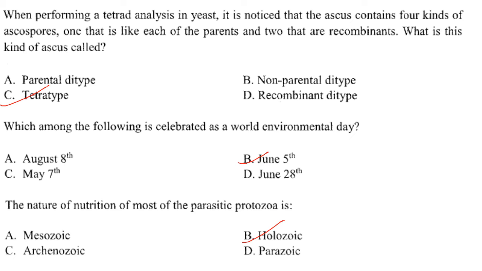Answer is option C. Parental ditype is when no crossing over occurs, or a 2-strand double crossover occurs between 2 loci, then parental ditypes are produced. Then a 4-strand double crossover between 2 genes results in 2 kinds of spores that do not resemble parents and are called non-parental ditype. Answer is option C, that is tetratype.